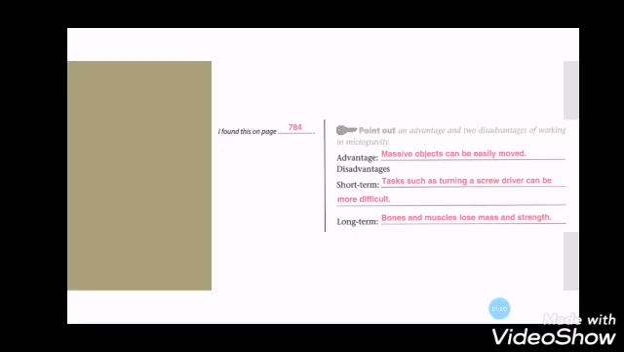Now, point out an advantage and 2 disadvantages of working in microgravity. So the answer is on page 784. Concerning the advantage, I have massive objects that can be easily removed. And disadvantages, on the short term, tasks such as turning a screwdriver can be more difficult, and long term, the bones and the muscles will lose the mass and the strength.